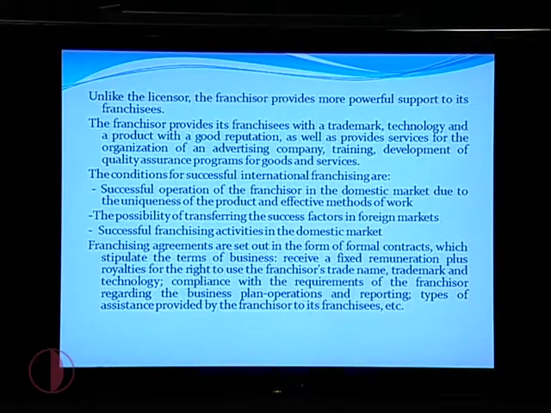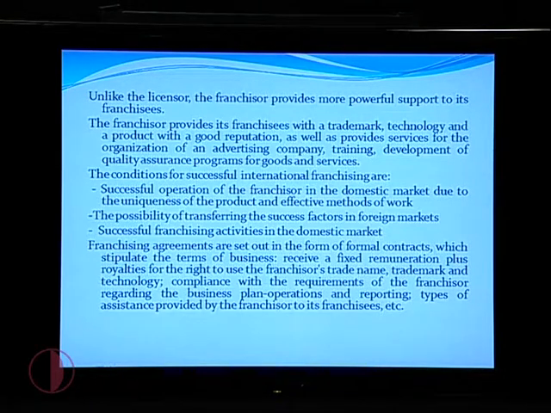Unlike the licensor, the franchisor provides more powerful support to its franchisees. The franchisor provides its franchisees with a trademark, technology, a product with a good reputation, as well as services for the organization of an advertising campaign, training, and development of quality assurance programs for goods and services.